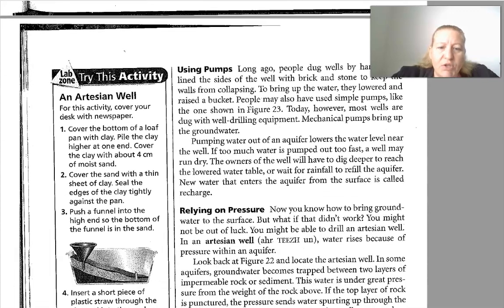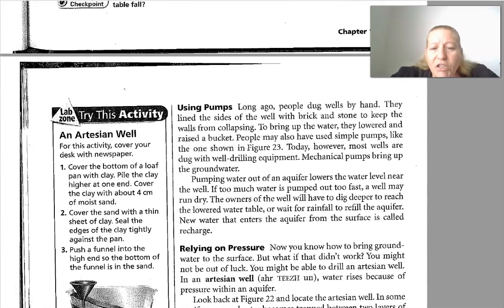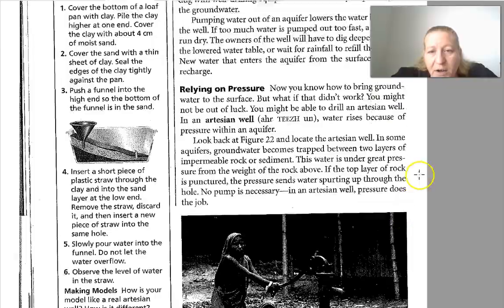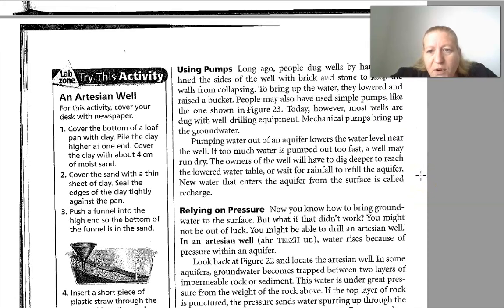All right. Using pumps. Long ago, people dug wells by hand. They lined the sides of the well with brick and stone to keep the walls from collapsing. To bring up the water, they lowered and raised a bucket. People may have used simple pumps like the one shown in Figure 23, this old pump, right? To bring up water.